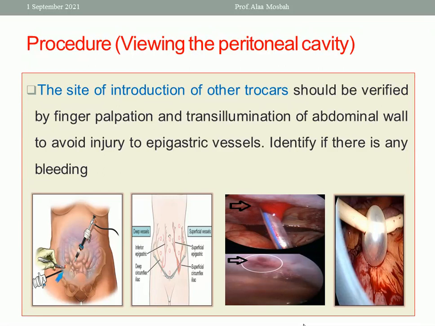The site of introduction of other trocars should be verified by finger palpation and the transillumination of the abdominal wall to avoid injury of epigastric vessels. Identify if there is any bleeding and you should manage it immediately. Like this one, there is injury of epigastric vessels here. You can insert a Foley catheter to do compression like that. Sometimes you are in need of suturing, and so on.